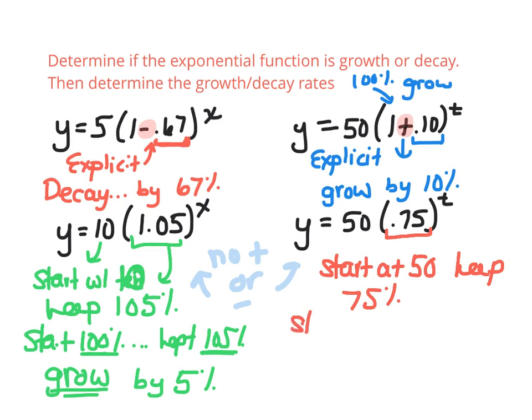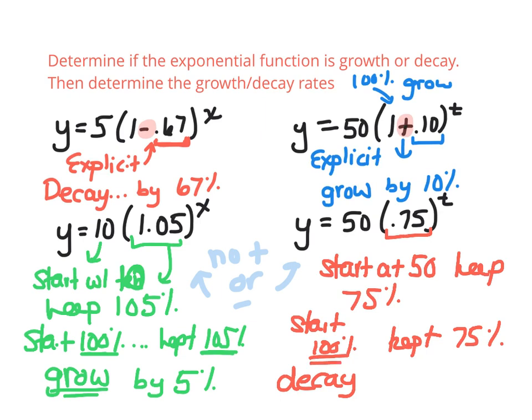So again, if I think about it, I started with 100%, but at the end, I only kept 75% of it. So I lost something, so I decayed. And how much did I lose? Well, I started with 100, and I only kept 75 of it, so I lost 25%.